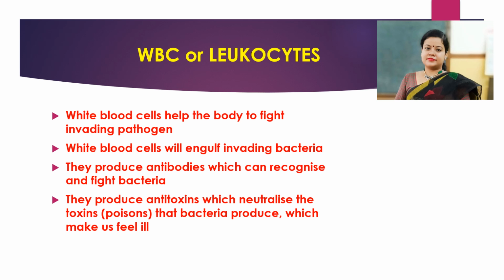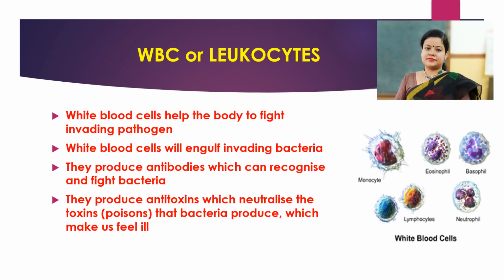We have seen that different kinds of WBCs are there: granulocytes and agranulocytes, and granulocytes also have different types, agranulocytes also have different types. So these are the different kinds of WBCs: monocyte, eosinophil, basophil, neutrophil, lymphocytes. You can see that agranulocytes contain no granules inside them, and granulocytes contain granules inside them, like eosinophil, basophil, neutrophil.